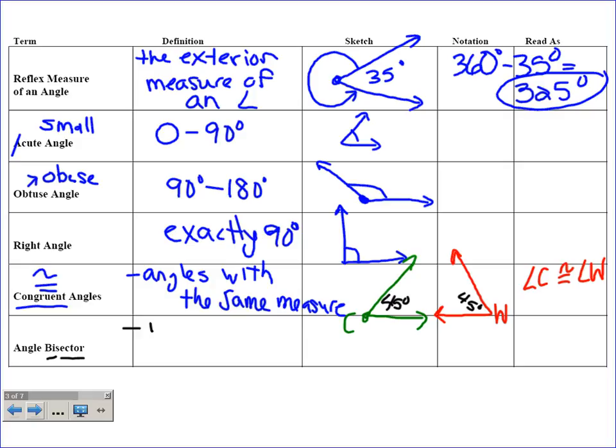So this is a ray that cuts an angle in half. Check this out. It's going to be awesome. It's a ray that cuts an angle in half. It's not really that awesome. Sorry.